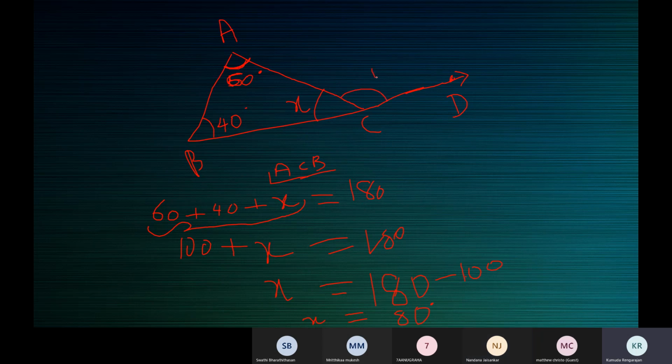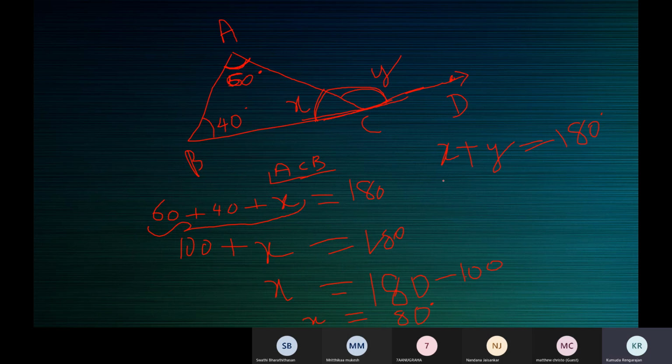Now find y, children, using linear pair. x plus y is equal to 180 degrees, and in brackets we can write it as linear pair. What is the reason why x plus y is 180? Because it's a linear pair. They stand on the straight line. See, this is a straight line. These two angles stand on the straight line.